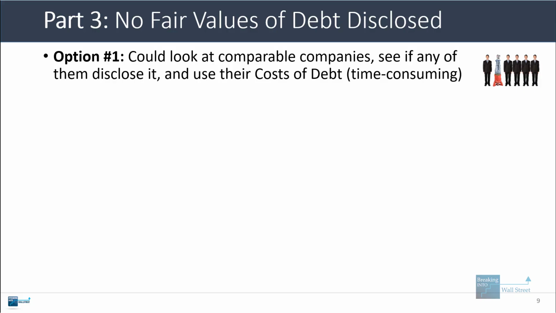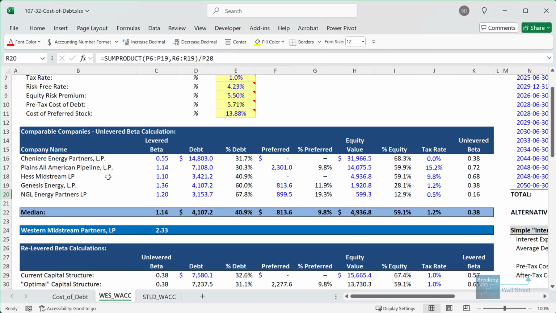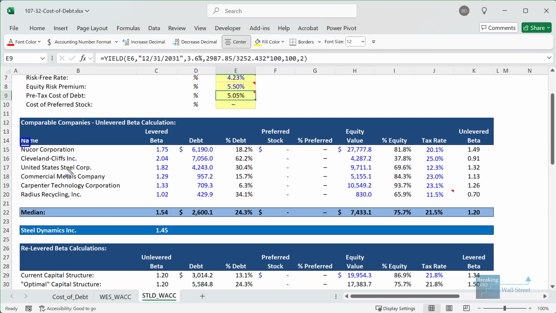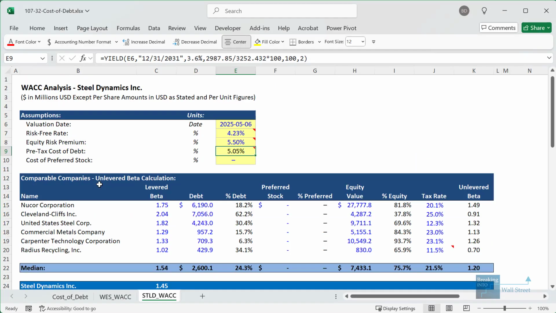So for example, for Western Midstream Partners, we could go to any of these companies, Hess Midstream, Genesis Energy, NGL Energy Partners, any of the ones listed here, and see if they have information if the company had not provided this. And for Steel Dynamics, same idea. We could go to Nucor, Cleveland Cliffs, US Steel Corp, look at any of these and see if there's some information there, and perhaps we could use that to get a rough idea of the cost of debt for our company.